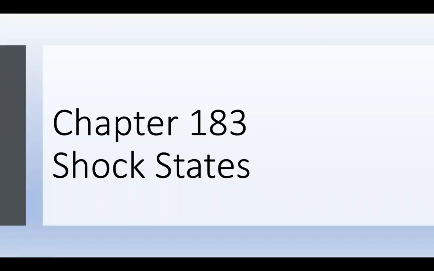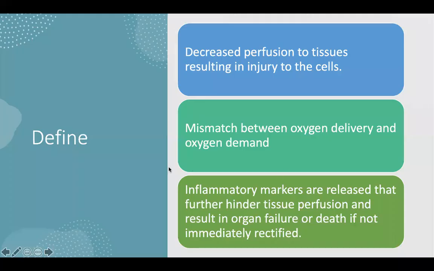Okay, so let's move on to chapter 183, shock states. So first, a definition. Shock is defined by decreased perfusion to tissues resulting in injury to the cells. There is a known mismatch between O2 delivery and O2 demand. And ultimately, inflammatory markers are released that further hinder tissue perfusion.